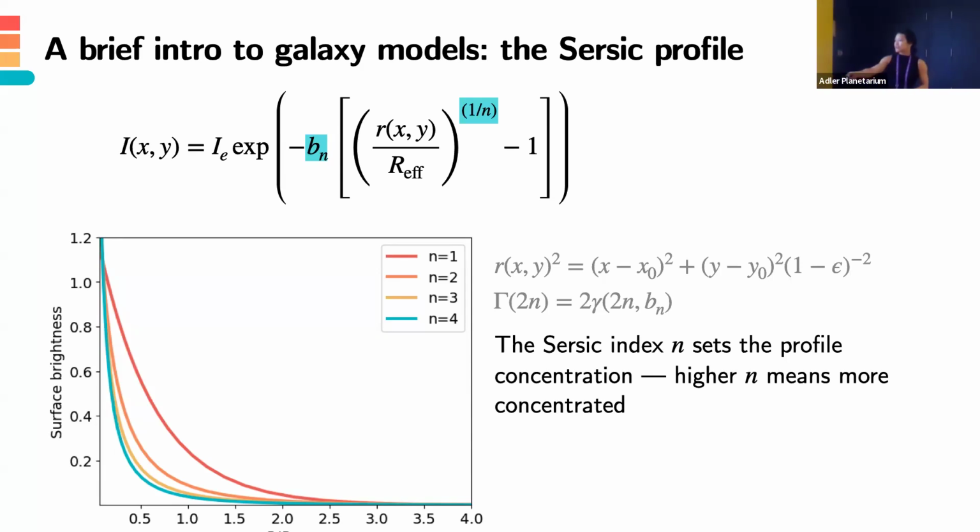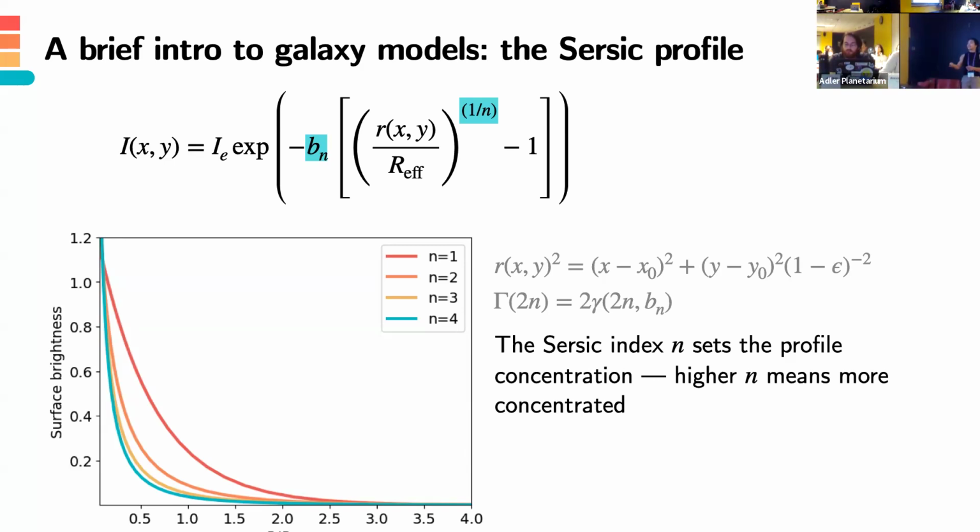Here I'm showing radius versus surface brightness for n equals 1 up to n equals 4. So n equals 4 is in blue, n equals 1 is in red. The Sersic index n sets the profile concentration, and higher n means more concentrated. So this is a parameter that sets the slope or the shape of the profile.